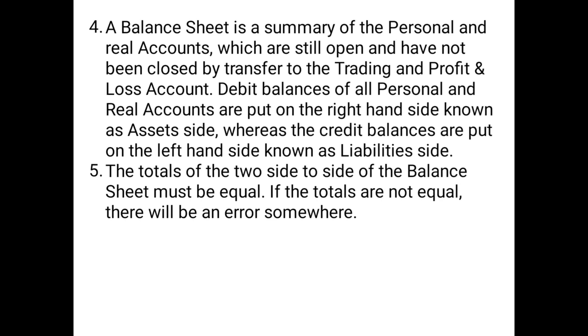Number 5, the totals of the two sides of the balance sheet must be equal. The totals of the two sides, that means the asset side should be equal to the liability side. If the totals are not equal, there will be an error somewhere. For example, in the trading account and in the profit and loss account, we learned that either the debit side will exceed the credit side, then it will be a loss, or the credit side will exceed the debit side, then it will be a profit. But in the case of the balance sheet, none of the sides exceed each other.